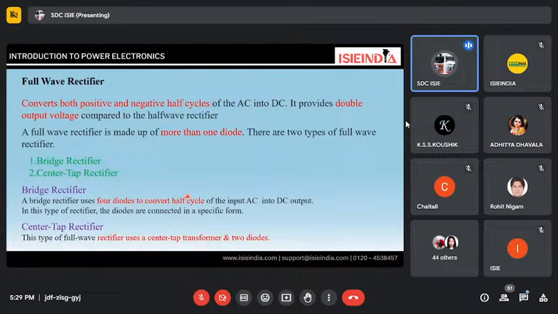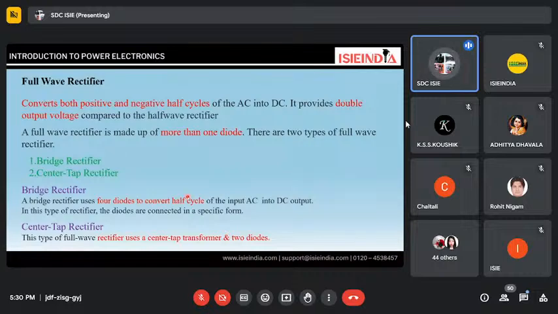The full wave rectifiers basically convert both cycles, the positive half cycle as well as the negative half cycle, and there are the bridge rectifier and the center tap rectifier. In the bridge rectifier, we use 4 diodes: two diodes convert the positive half cycle of the AC input, and the other 2 diodes are used for the negative half cycle, making a proper, constant DC voltage.